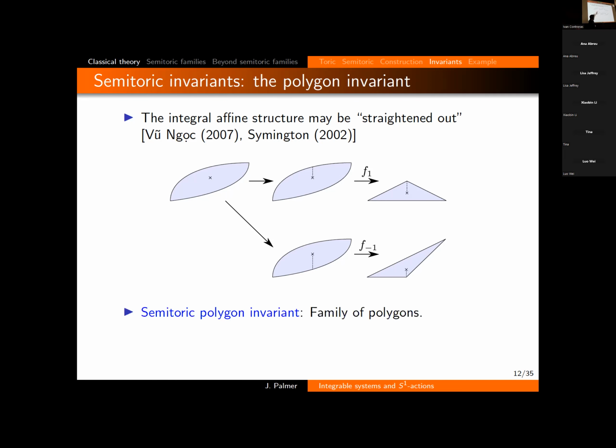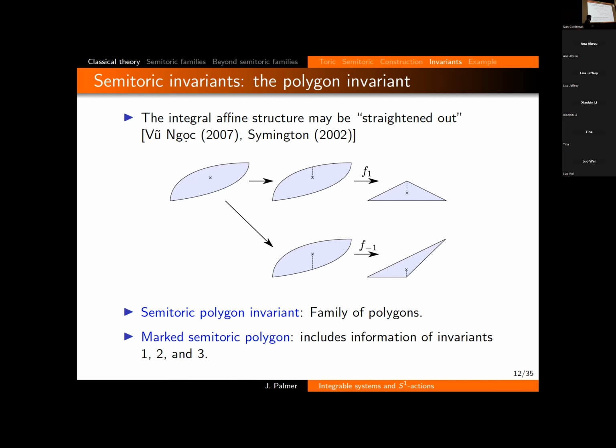So the point is that from the integrable system, you get some family of polygons that has to do with cut directions and things like this. And these polygons hold a lot of information, not all the information about the original semi-toric system, but certainly a lot of information. You can do a lot with just them.